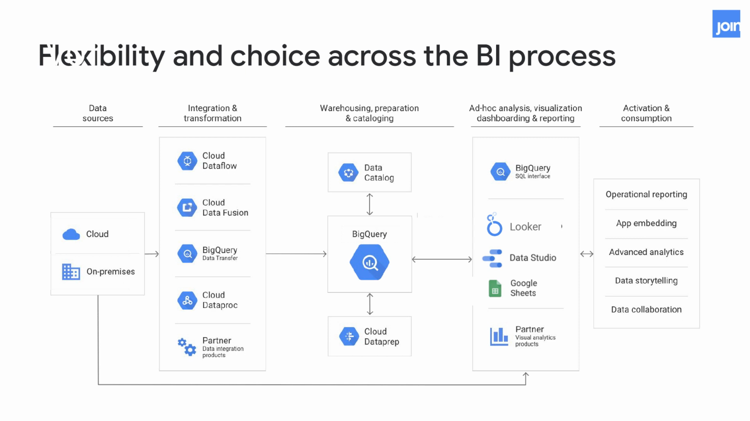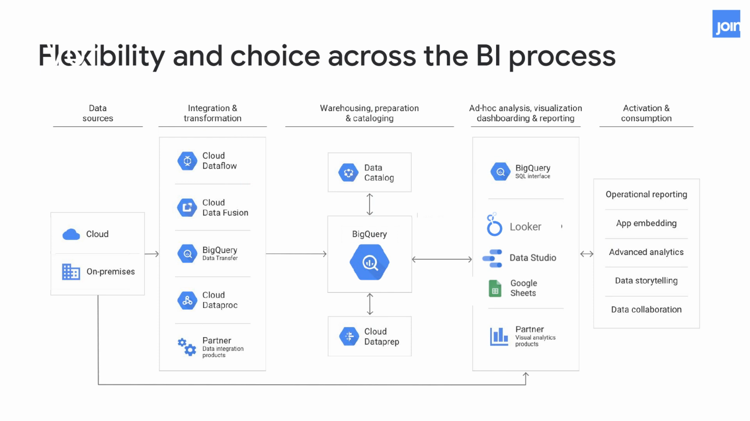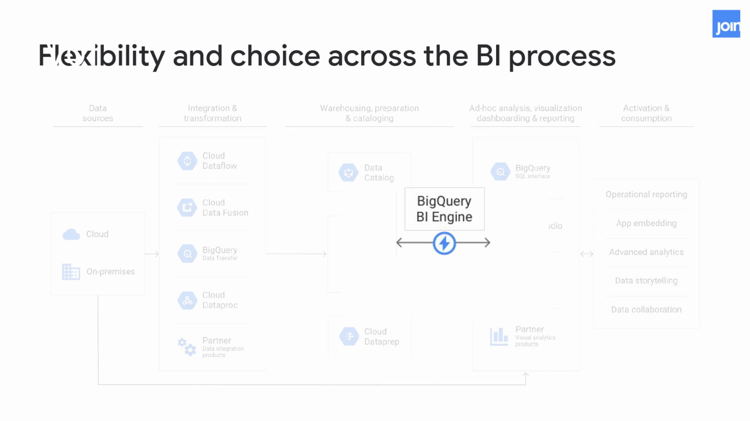Once the data is transformed, it's available in BigQuery, which is our cloud-scale data warehouse. On top of BigQuery, you could use Cloud Data Catalog for metadata management, or you can also use Cloud Data Prep for data wrangling. There are multiple BI tools which can connect to BigQuery. Today, we have Looker, Data Studio, and Google Sheets as our first-party BI solutions, which connect to BigQuery through BigQuery API. But in addition, we have partner BI tools also connecting to that. BigQuery BI Engine was built to become the acceleration layer between the BI tools such as Looker and BigQuery.